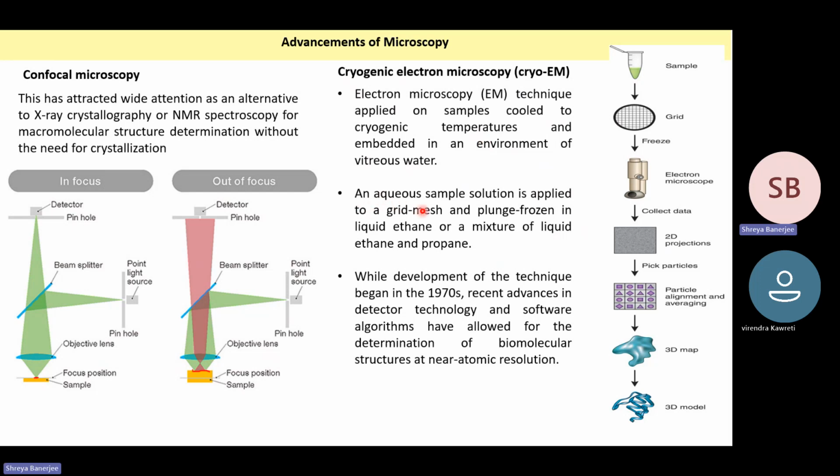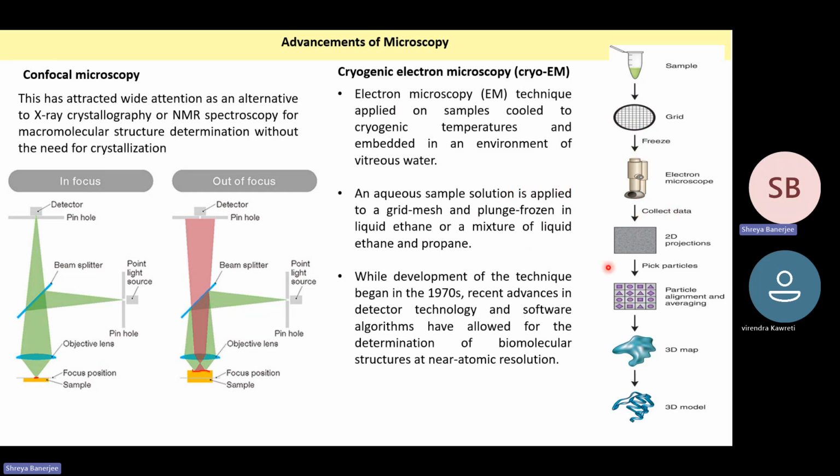So how it is done is that an aqueous sample solution is applied to a grid mesh. So you have a grid like this, the sample is applied on the grid and plunge frozen in liquid ethane or a mixture of liquid ethane and propane. So you have a container having either liquid ethane or a mixture of liquid ethane and propane, and the sample on the grid is plunge frozen, meaning it is very quickly plunged into the liquid ethane and immediately taken out. So the water that is there freezes in its orientation. It does not form any crystalline ice. It freezes in the native orientation of the protein.